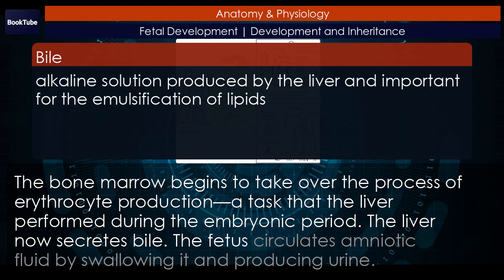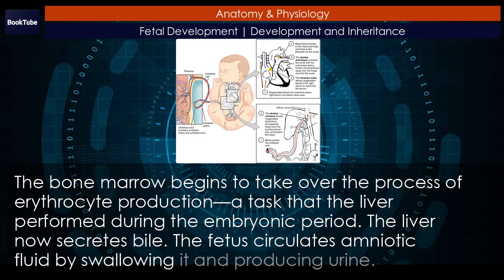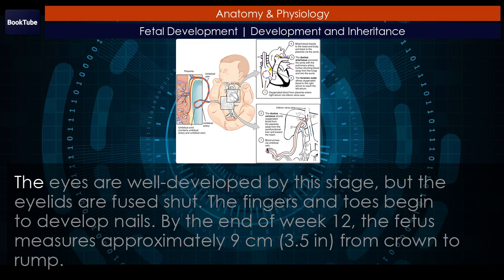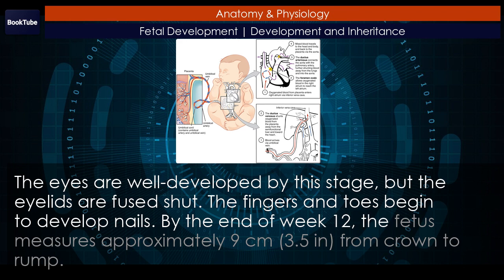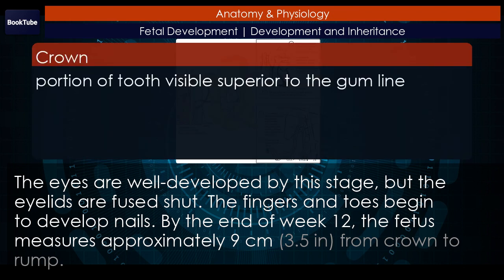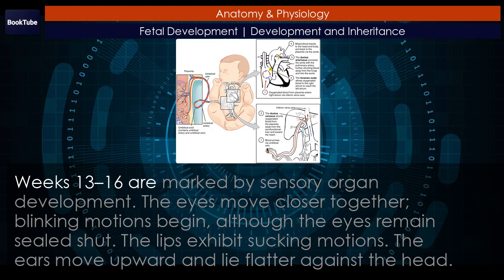The fetus circulates amniotic fluid by swallowing it and producing urine. The eyes are well developed by this stage, but the eyelids are fused shut. The fingers and toes begin to develop nails. By the end of week 12, the fetus measures approximately 9 centimeters, 3.5 in., from crown to rump.